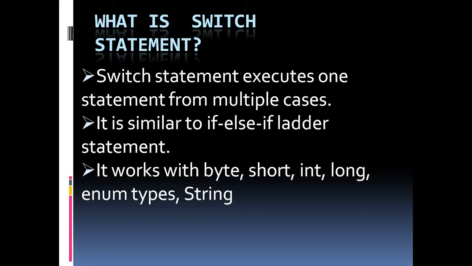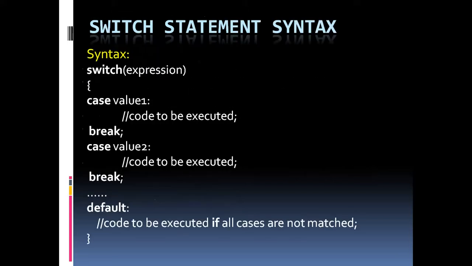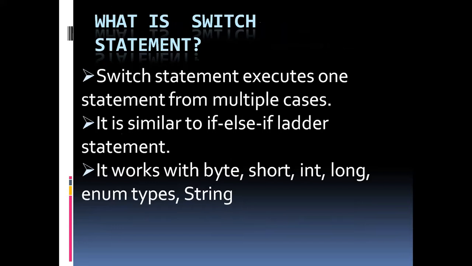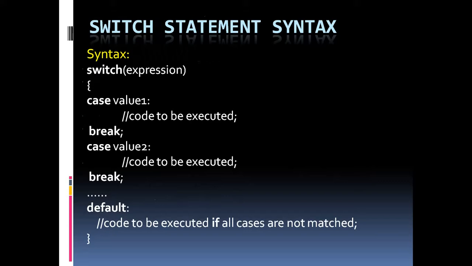You can work with different data types like byte, short, int, long, enum, and string. And this is the basic syntax of a switch statement. First you have to use the keyword switch. Inside the parentheses you have to give the expression. The expression must be a variable, as we saw on the last slide. It can be a short, int, long, string, byte, or whatever that can be. The expression should be a variable that comes under a primitive data type.